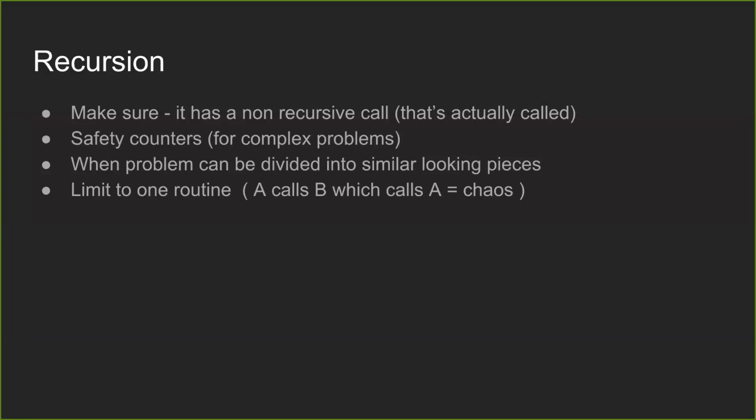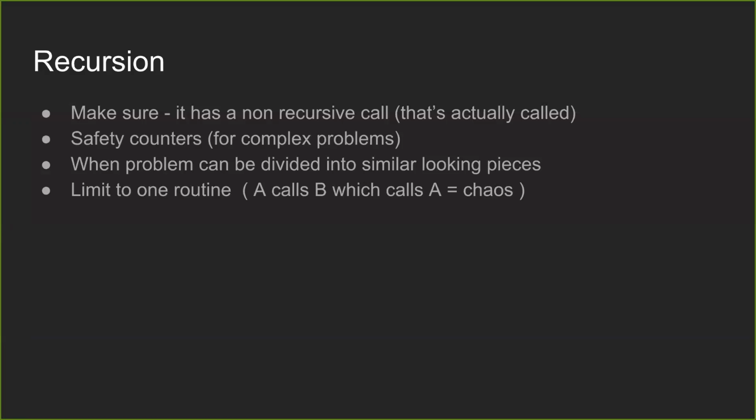Well, as I said, safety counters are good for when the number of calls in the chain can be a lot larger than the limit, and then you could use a safety counter to prevent an exception.